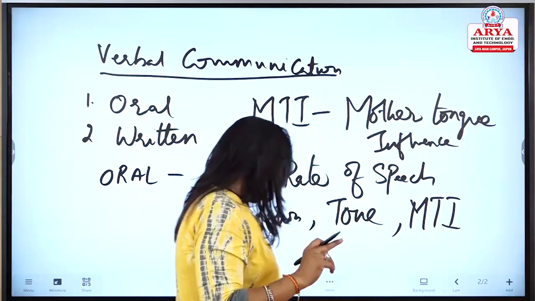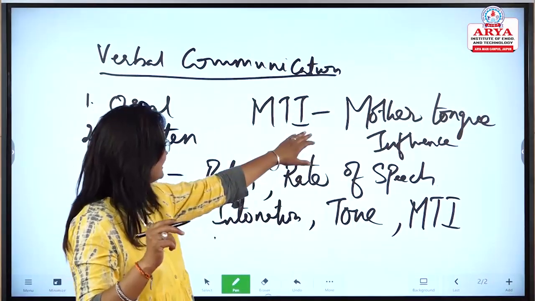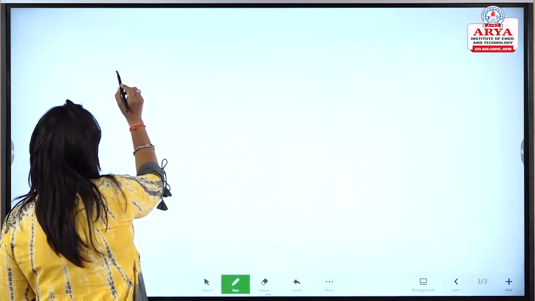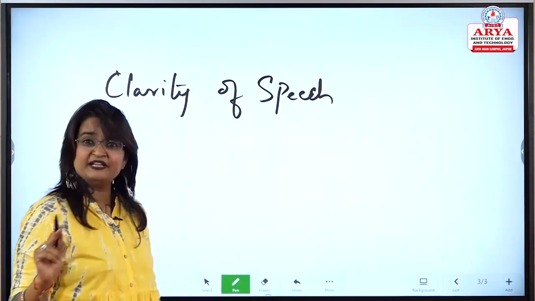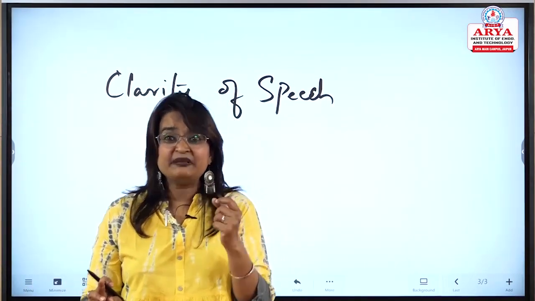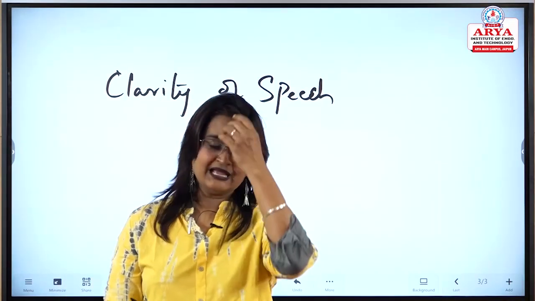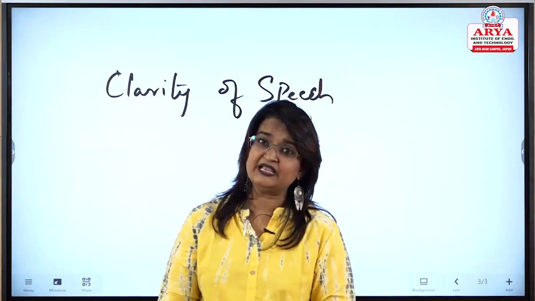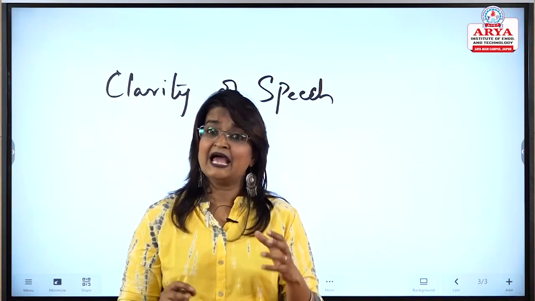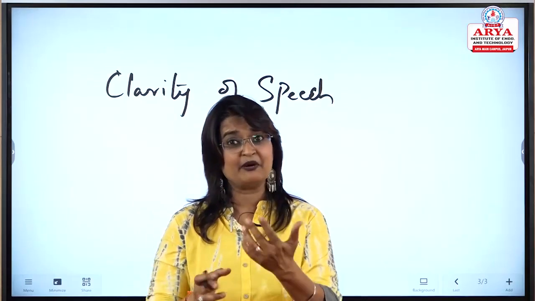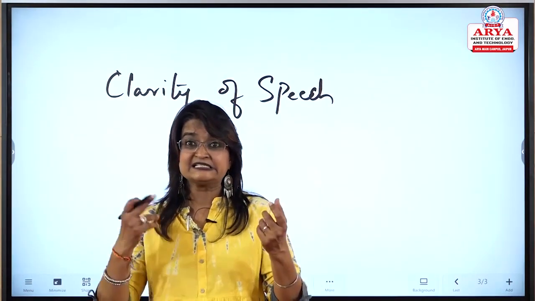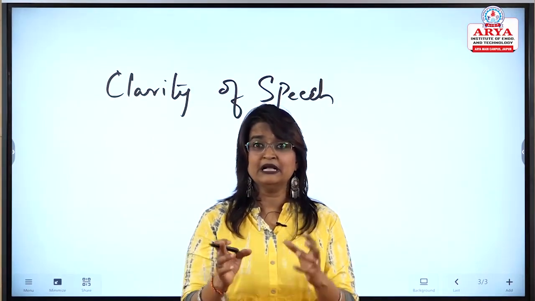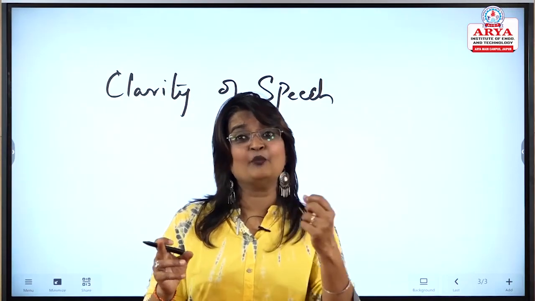Then, apart from that, guys, when we are talking of mother tongue influence and other things, we should even have clarity of speech. Clarity of speech is again very important, because what we are speaking, that word has to be clearly spelt out. With mother tongue influence, when we talk about vowels and consonants, many people have pronunciation problems with sounds like sh, z, v, and the clarity in the word doesn't come because they have the dominance of that.